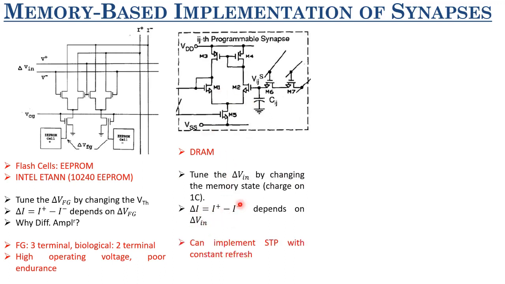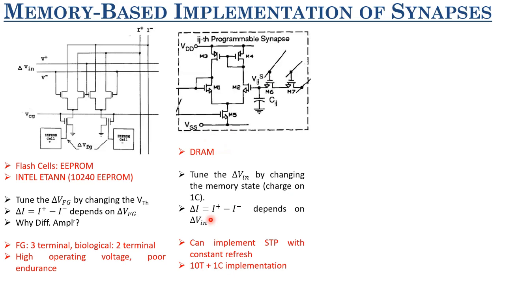And you can implement synaptic plasticity with it, but the only problem is you require constant refresh even here. So that is something which prevented the use of DRAM. Also, for implementing one synapse, you need 10 transistors plus 1 capacitor, so the area that you require for implementing one synapse would be very huge.